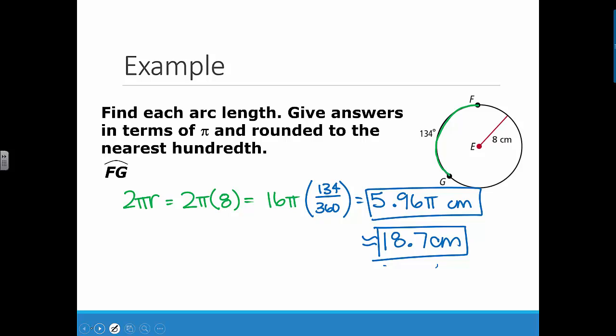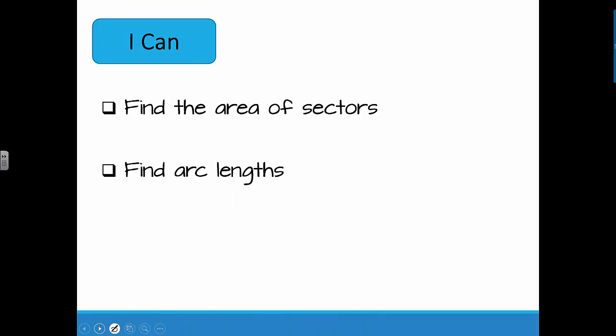So basically, you have to know your circumference and your area formulas for a circle, and then we're only finding part of the circumference or part of the area for our circles. So those are your I cans. Find the area of sectors and find arc lengths. We'll do some practice in class, so make sure you write down any questions you have.